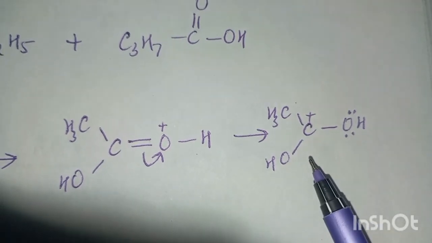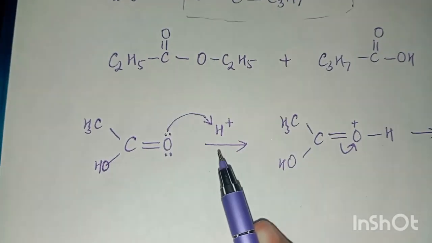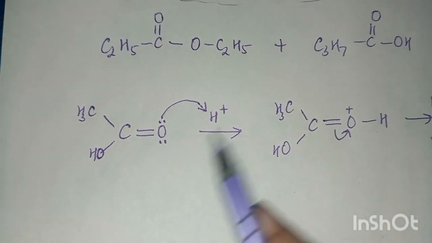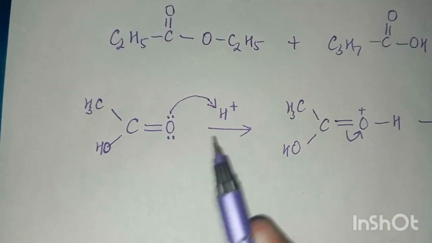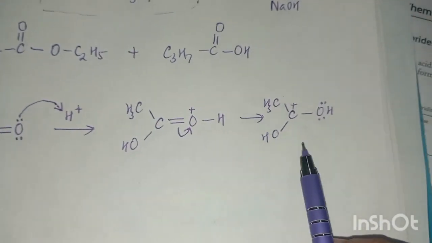This is the carbocation. Okay, so the first step involves the nucleophilic addition of mineral acid to the carboxylic acid. Which part of the mineral acid is going? H plus is going. Okay, to the carboxylic acid. Now, this leads to the formation of a carbocation.